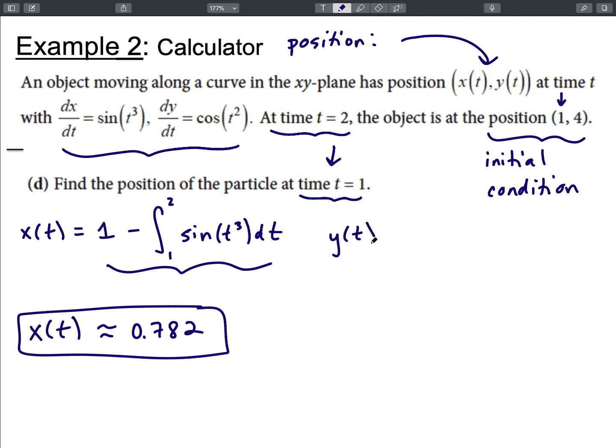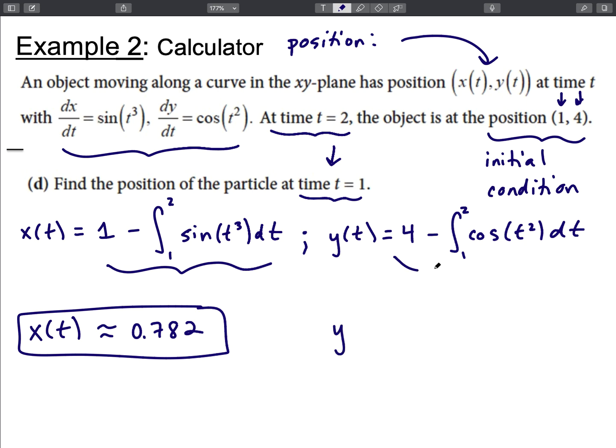So then I'm going to set up a y of t. And then we know that y of t at time t equals 2, the y component has a position of 4. And since we are going back in time, we're going to subtract. Again, the integral is going to go from 1 to 2 since we know what's happening at 2. That's the initial condition. We're trying to find out what's happening at 1. So we're trying to find out what's happening in terms of the difference of the position of the y component from 1 to 2. We know that dy/dt is written as cosine of t squared, and then it's in terms of t.